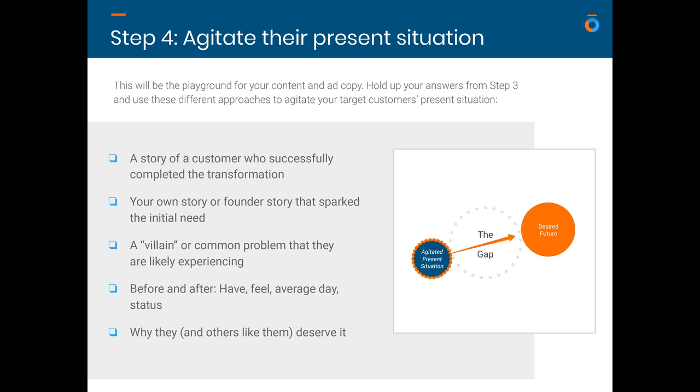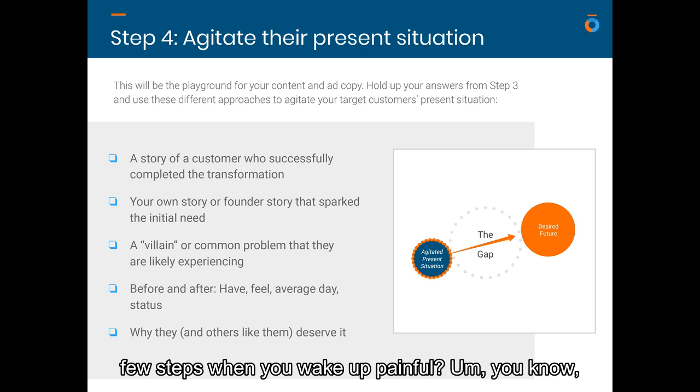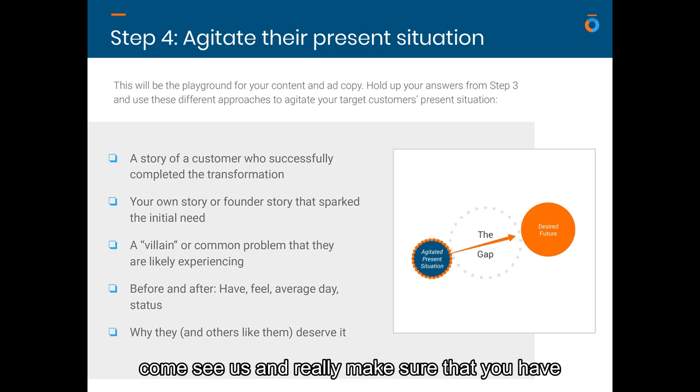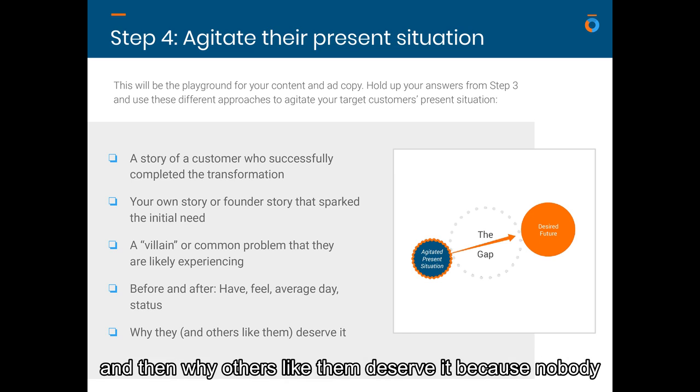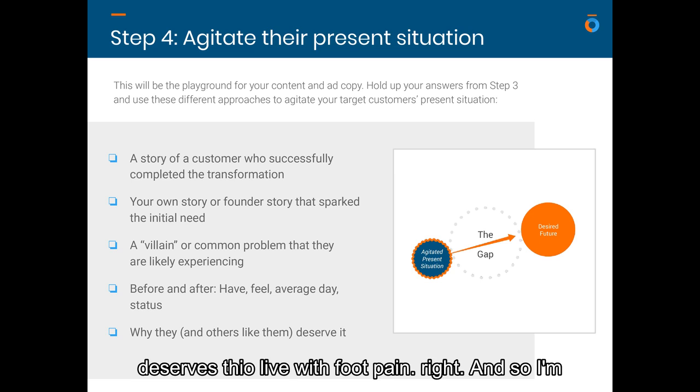So you can talk about this, right? Are the first few steps when you wake up painful? Come see us and really make sure that you have the energy and ability to live an active life and be there for your family and be present. And then why others unlike them deserve it, because nobody deserves to live with foot pain, right?